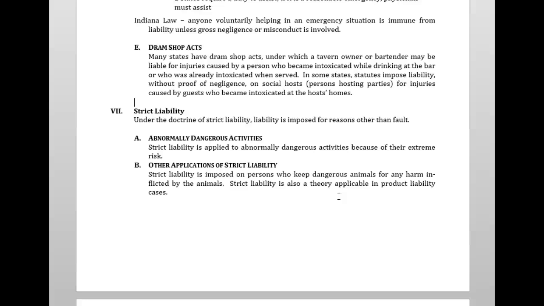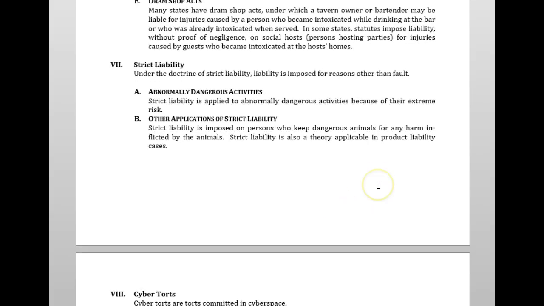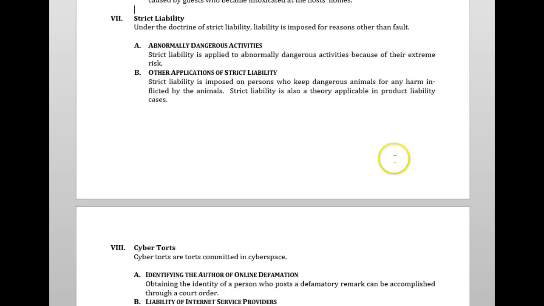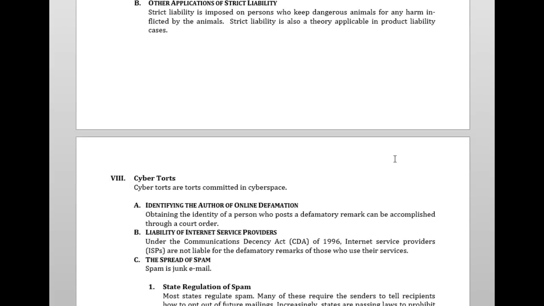Product liability, same thing. So you don't have to show the fault to get the damages or to prove that they were responsible for this.